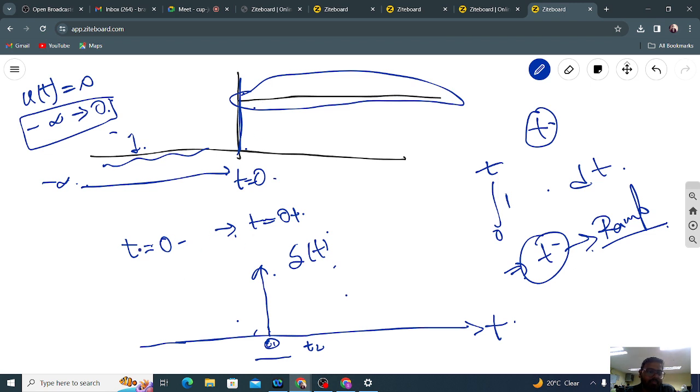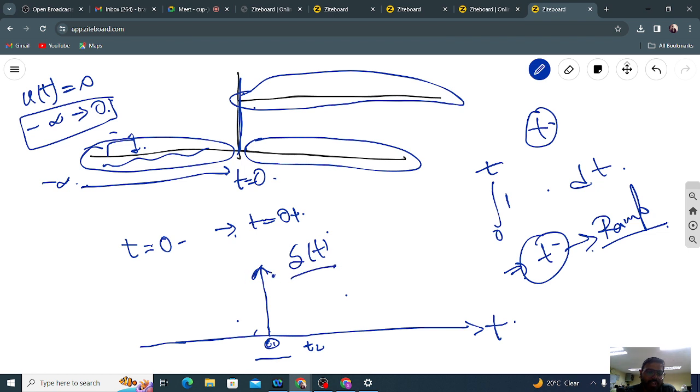The derivative means what? The change with respect to time. There is no change with respect to time from minus infinity to the 0 minus region, and also from 0 plus to infinity. So for all this region, the value will be 0. Only it will have a sharp impulse at t equal to 0.